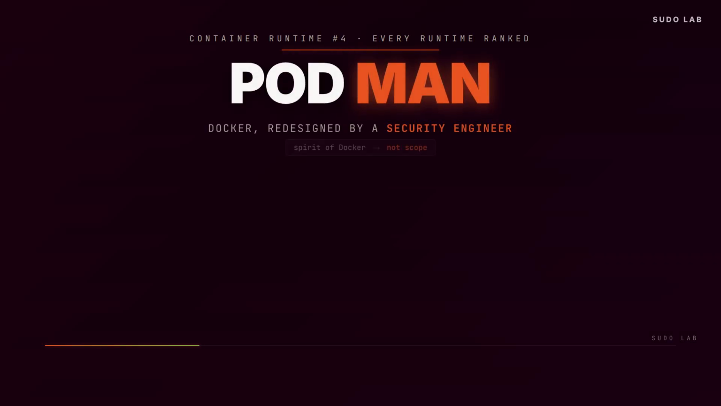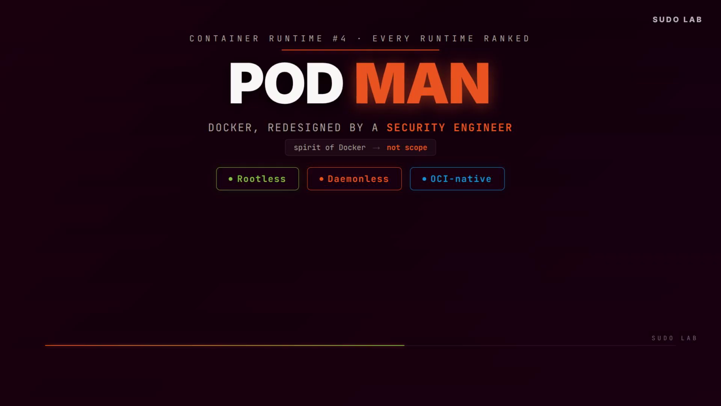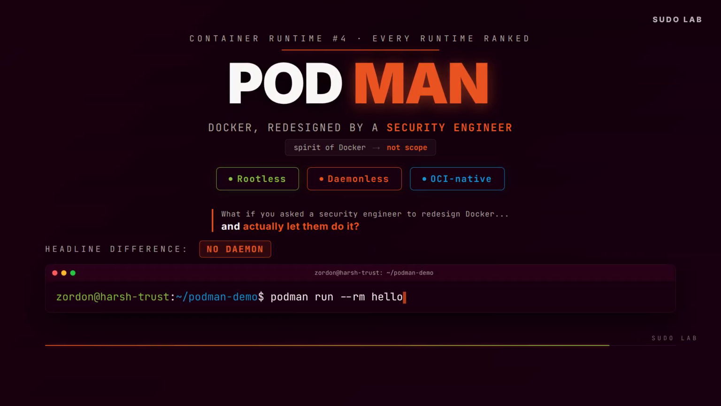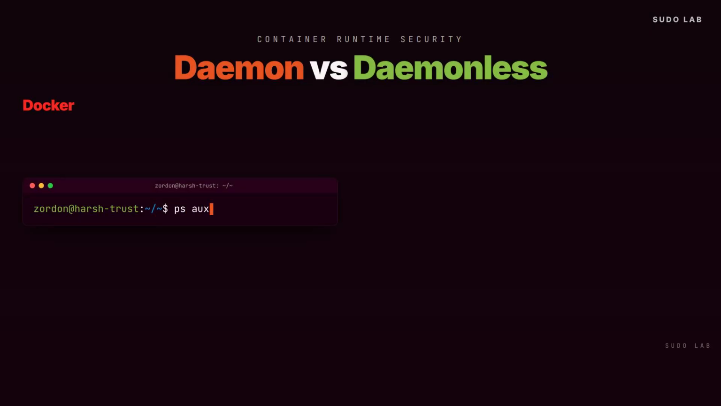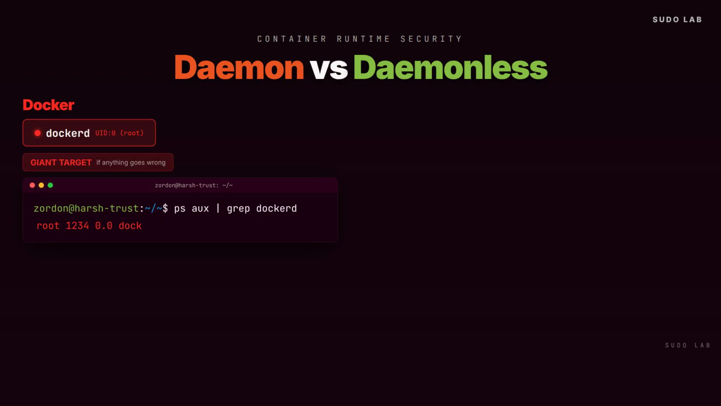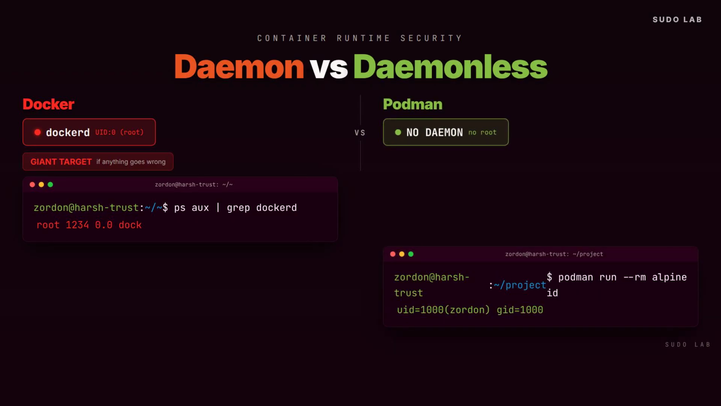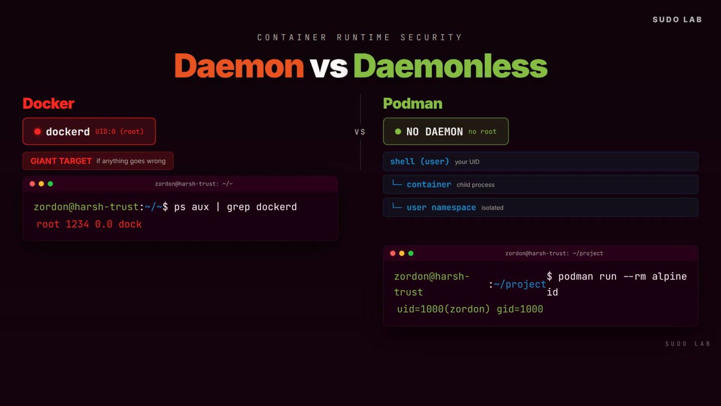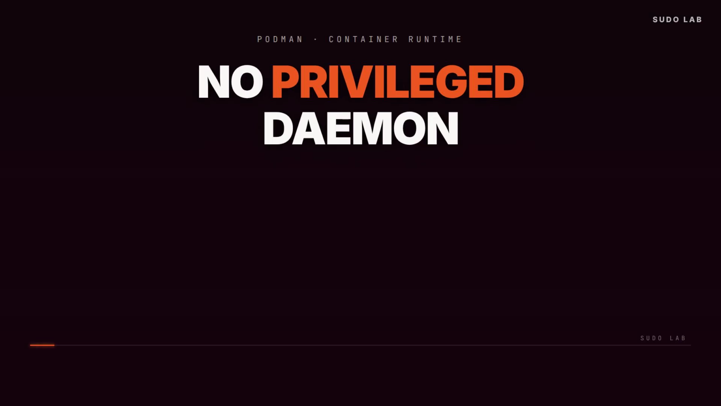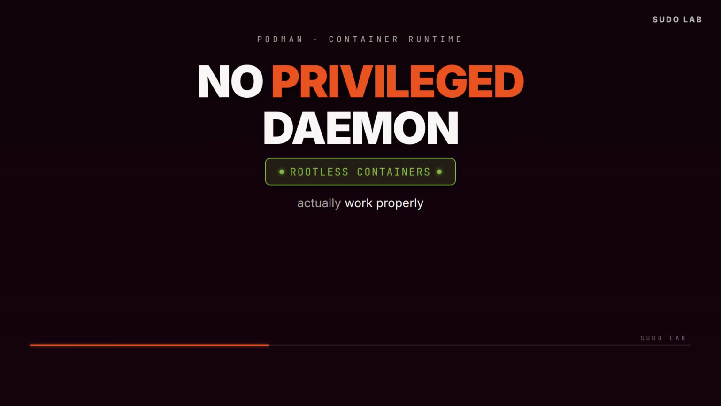Just above Docker, in spirit if not in scope, sits Podman. Podman is what happens when you ask a security engineer to redesign Docker and you actually let them do it. The headline difference is the daemon, or rather the lack of one. Docker runs a background daemon as root, which is a giant target if anything goes wrong. Podman ditches the daemon entirely. Containers run as child processes of your shell, owned by your user in your user namespace, with no privileged daemon sitting in the middle. Rootless containers actually work properly.